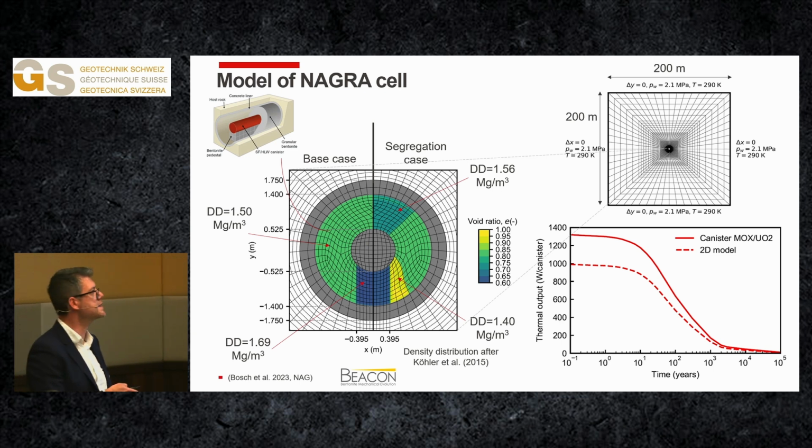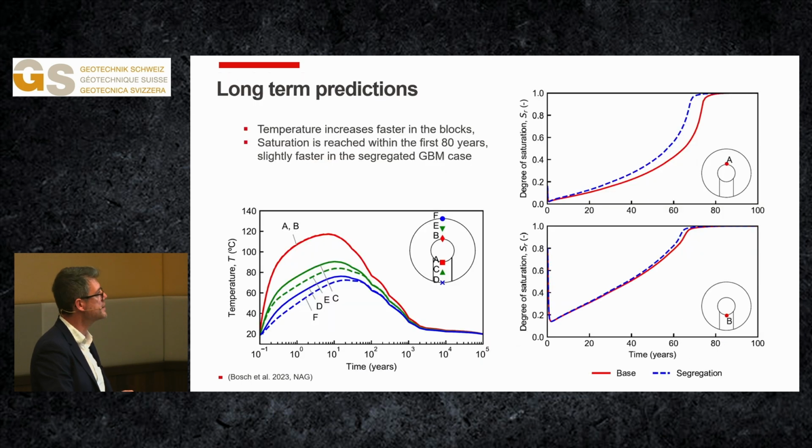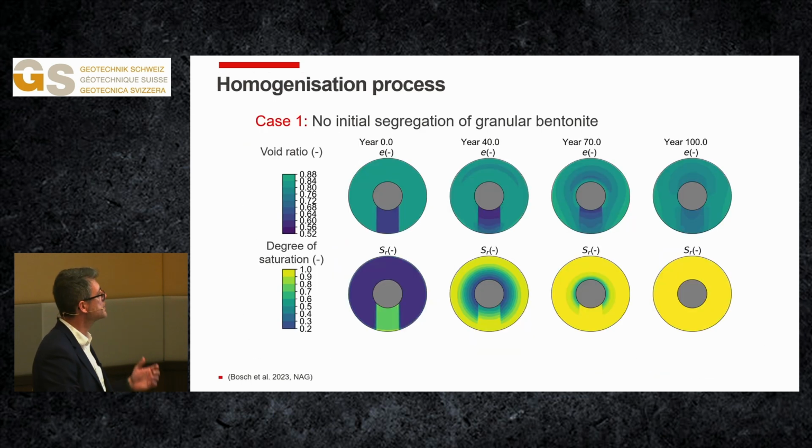This is one case that we have conducted with NAGRA, where we are assessing possible effects of the homogeneity of the barrier. In one case, the barrier is put at a constant dry density of 1.5. In the other case, we are assuming that there is segregation of the granular bentonite. So there is a profile of density at the beginning, and then we simulate the behavior of this material, accounting for the hydration and the temperature rise. Let me just skip to this one.